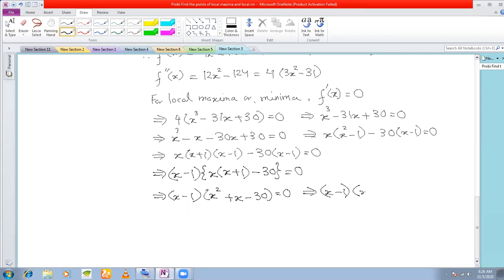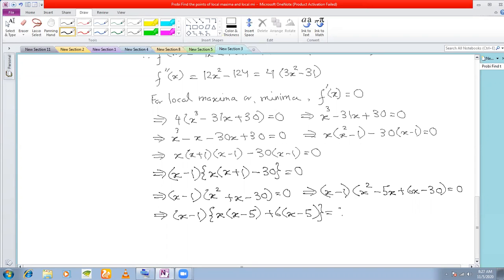You can break this up as x square minus 5x plus 6x minus 30 equal to 0. Means x minus 1 into x into x minus 5 plus 6 into x minus 5. You understood the factorization? Yes, sir. That means this is x minus 1, x minus 5, and x plus 6.